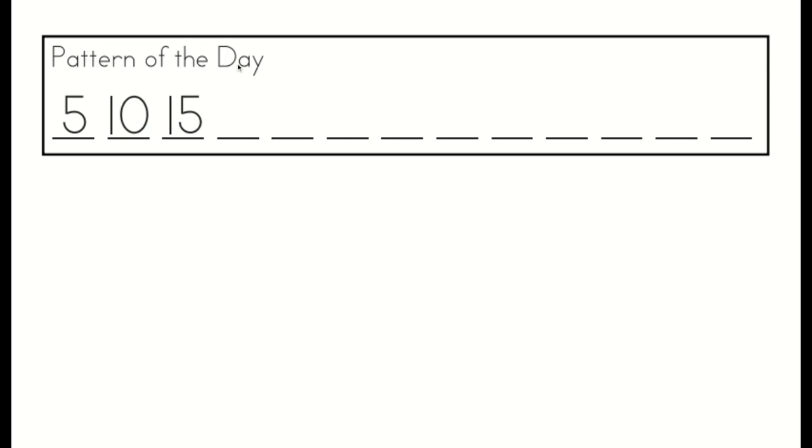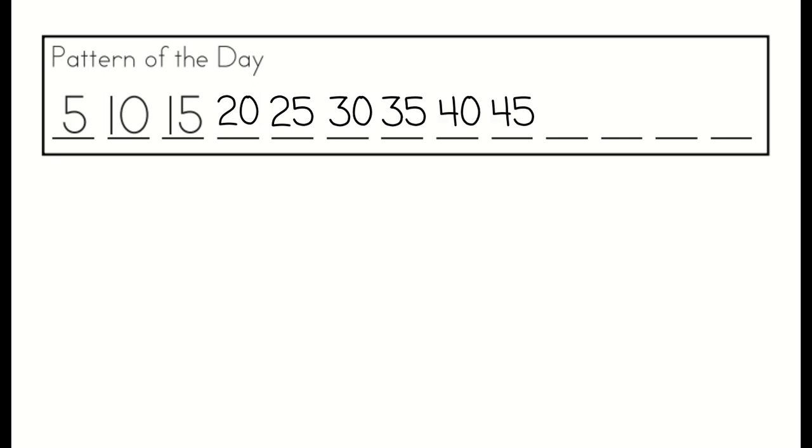So your pattern of the day today starts out 5, 10, 15. So we're counting by 5s. Next would be 20, 25, 30, 35, 40, 45, 50, 55, 60, 65.